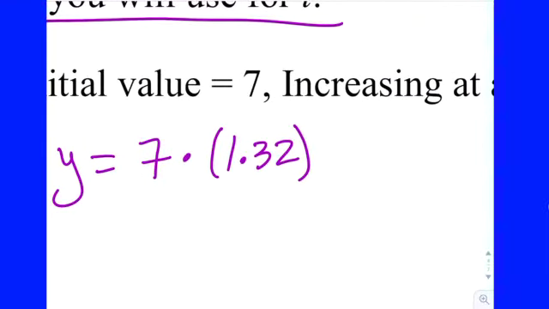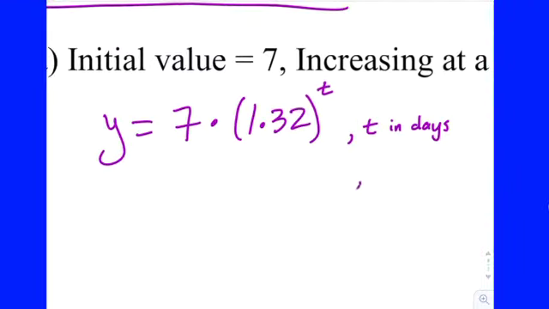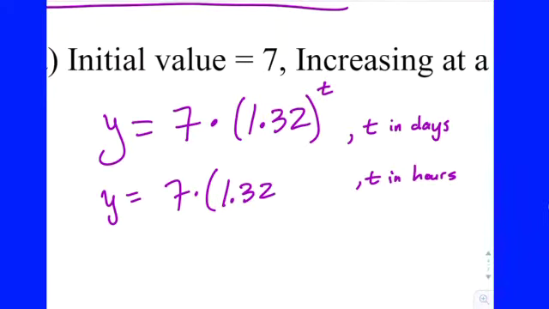So what would the exponent be? T divided by 1 day, or just T? But we better put T in what units? Days, right? If you don't put T in days, someone would maybe think that T is in hours. What if we wanted to do it in hours? T in hours. Could we use the same model and adjust it? Would the 7 still be the same? Yep. Would the base or the factor still be the same? Yeah. What would the exponent be now? T over 24. Good.